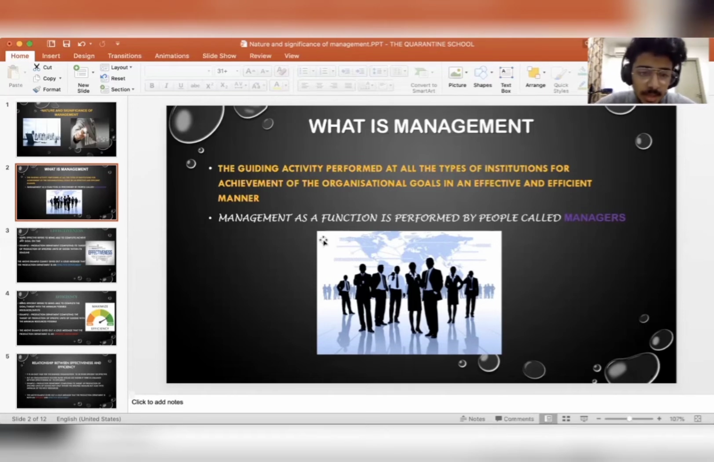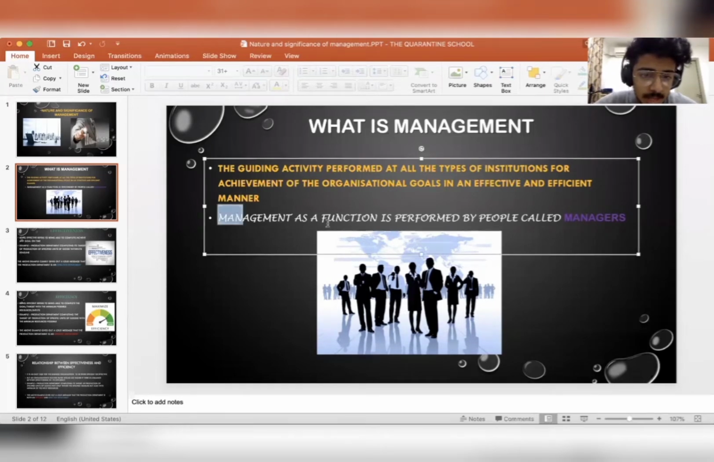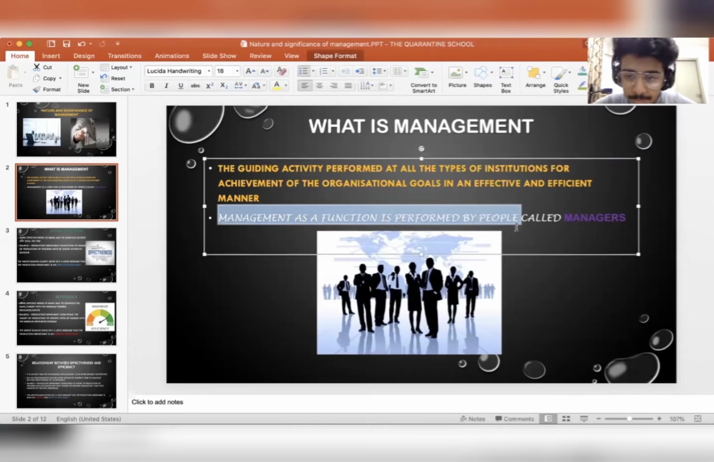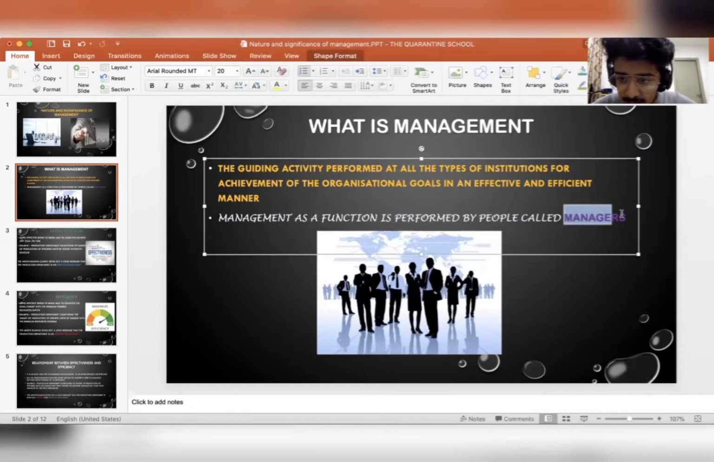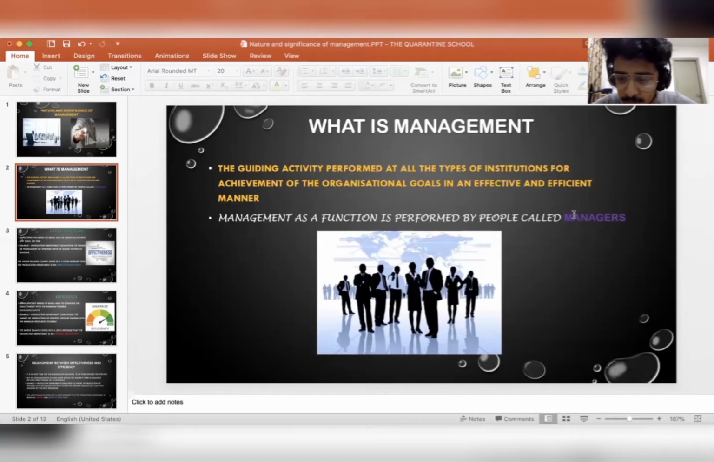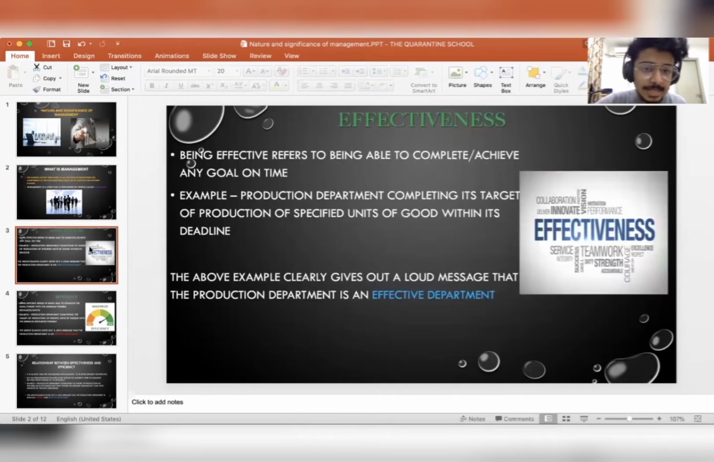Now, management as a function is performed by people called as managers. You can see I highlighted this purple color. Okay, so this means that the people who perform the task of management in an organization are called as managers. Moving on to the next slide, effectiveness.